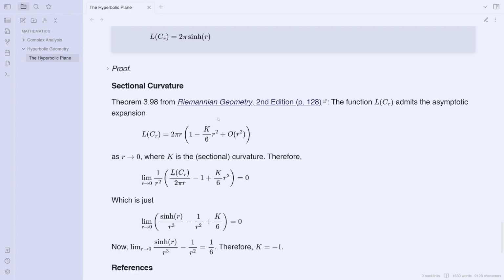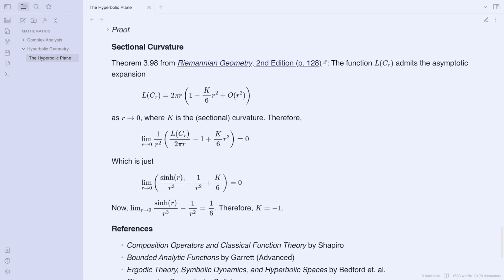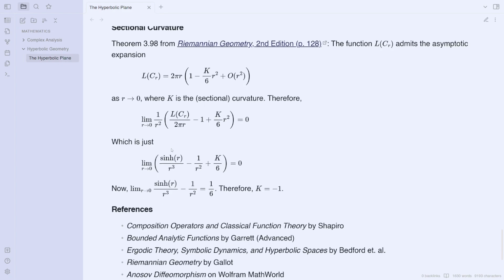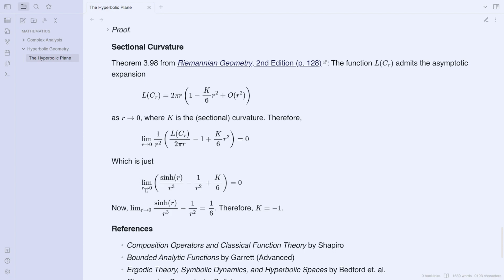And we have this result from general Riemannian geometry. We know this limit is 0, and we can solve directly for k. Okay, we know what the length of the hyperbolic circle is. That's just going to be its circumference. I plug that in, I do some algebra. You can fill in the intermediate steps, it's just algebra. And so I get this limit needs to be equal to 0 as per the theorem discussed in this textbook.